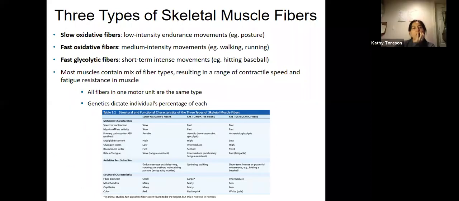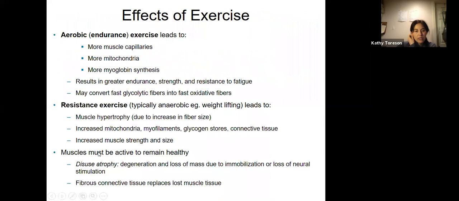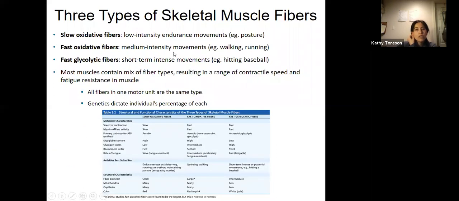So in terms of what fibers we have where, we have a mixture and everybody's different. Different muscles on one person might have a different distribution or different proportion of these three fiber types. And then, of course, genetics is going to play a part as well. But what you need to know here, again, is what slow versus fast means, what oxidative versus glycolytic means, and what these fibers are good for.